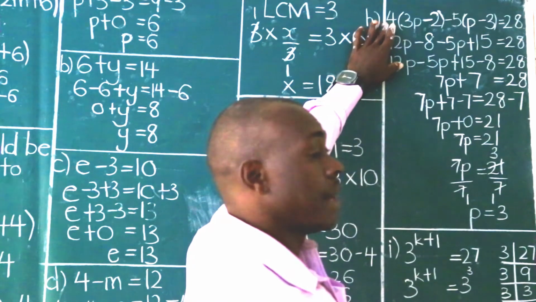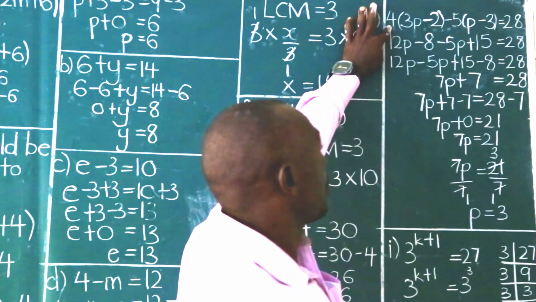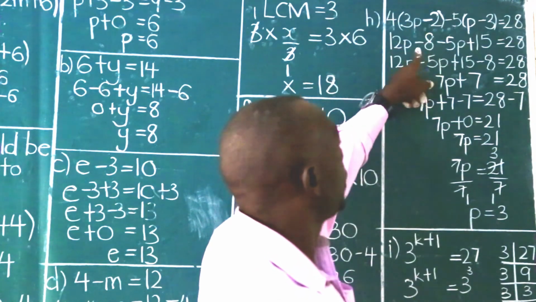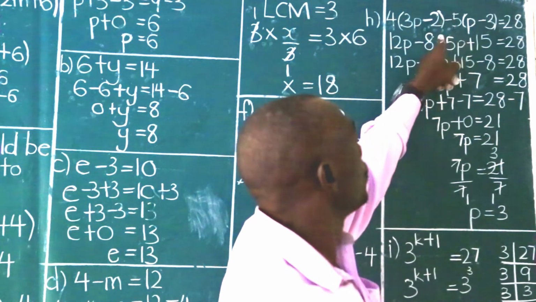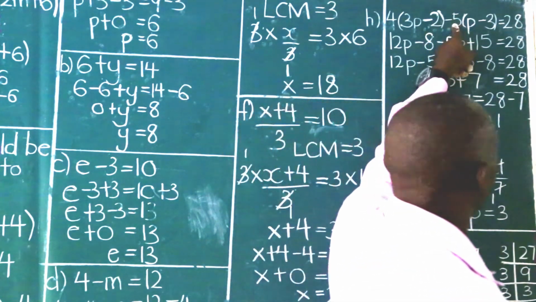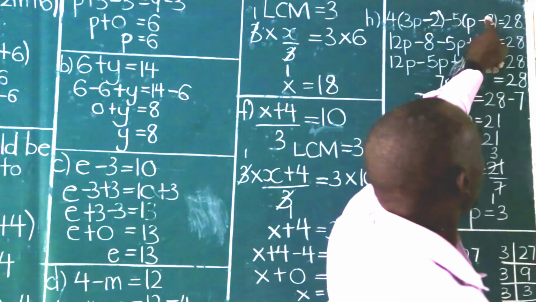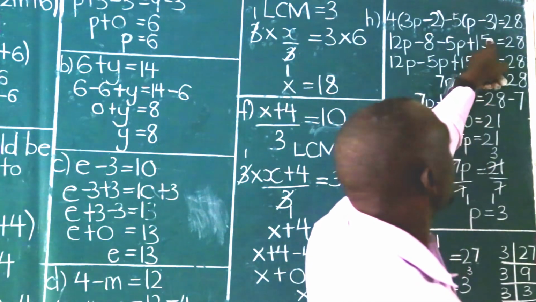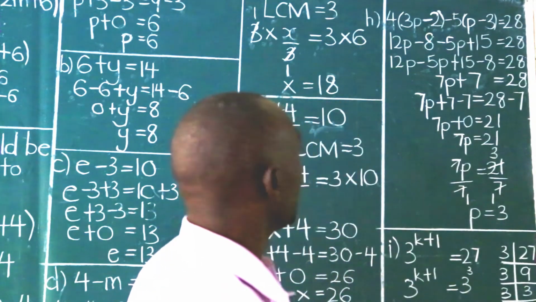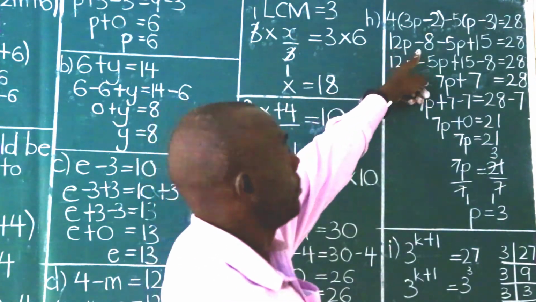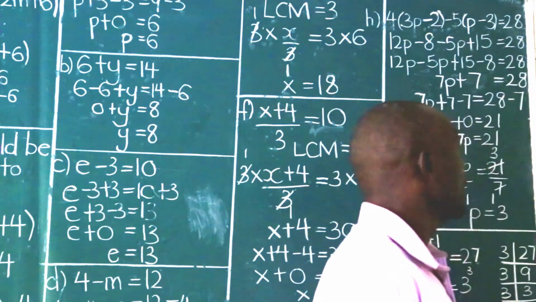Remember, open the brackets by multiplying the terms inside the brackets by the outside factor. This times the 4: 4 times 3p, you get 12p. Then 4 times negative 2, you get negative 8. Then negative 5 times p is negative 5p. And negative 5 times negative 3, you get positive 15, which is equal to 28. So we get a new equation: 12p minus 8 minus 5p plus 15 equals 28.